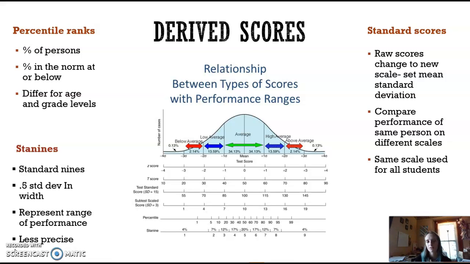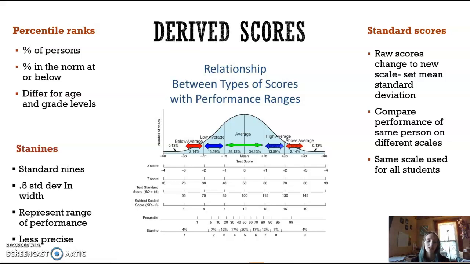So where the percentile rank is comparing age groups or grade levels and all the people in that age group or grade level, the standard score is comparing the same person but at different levels.